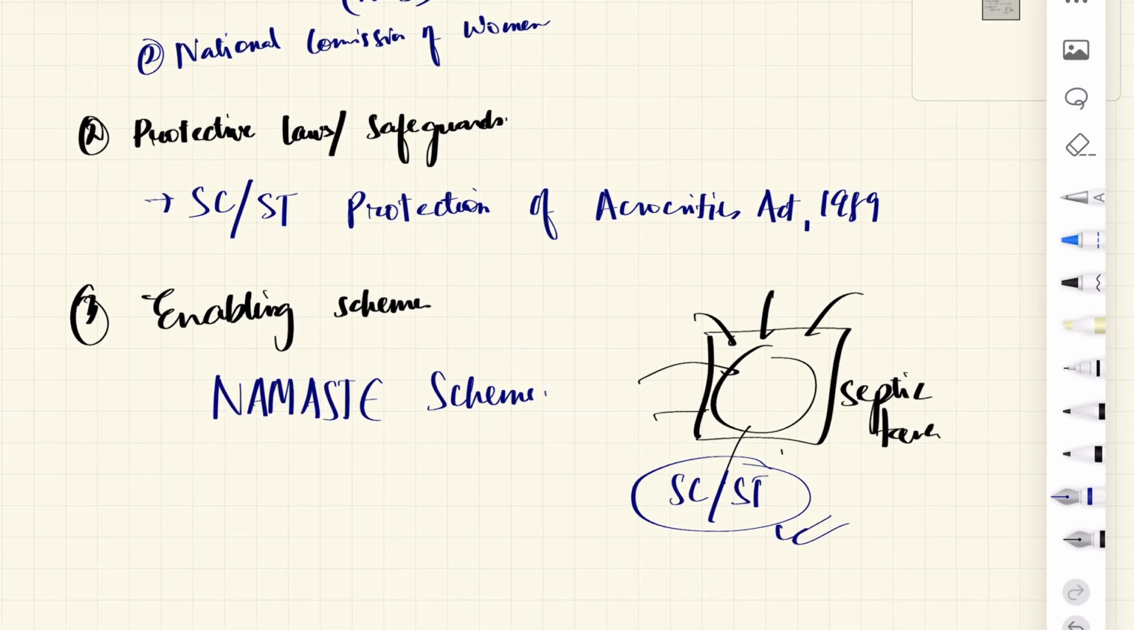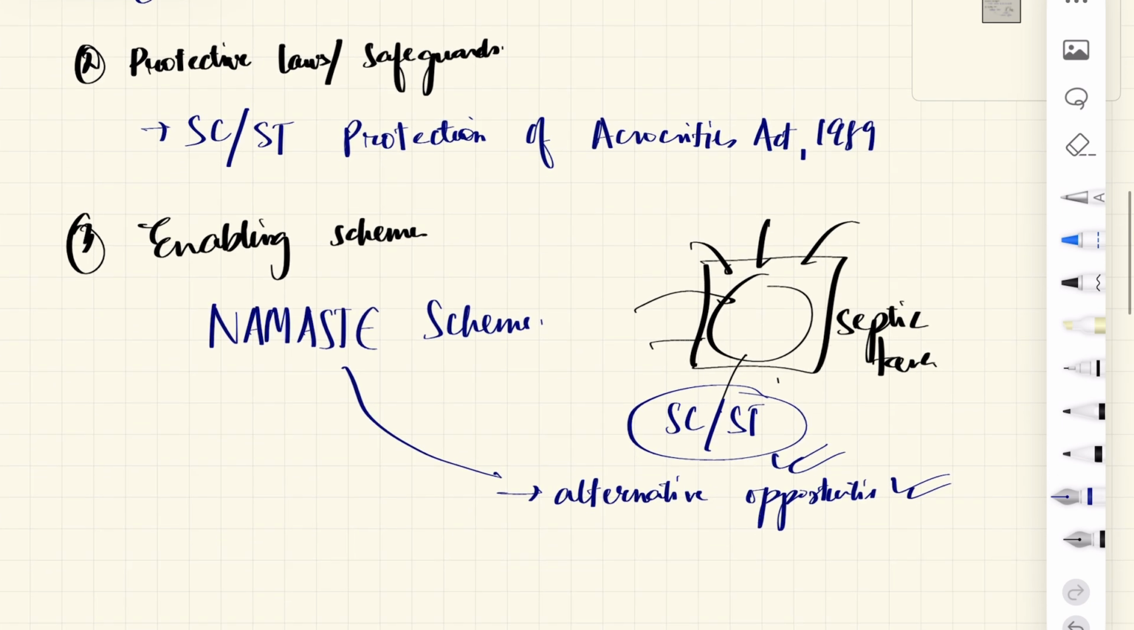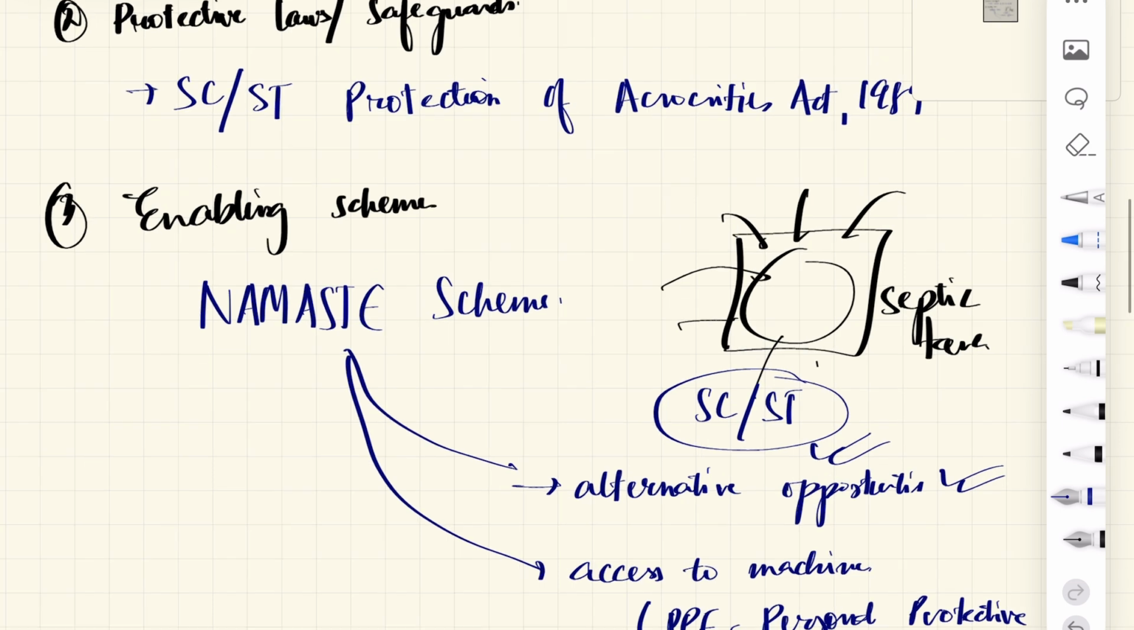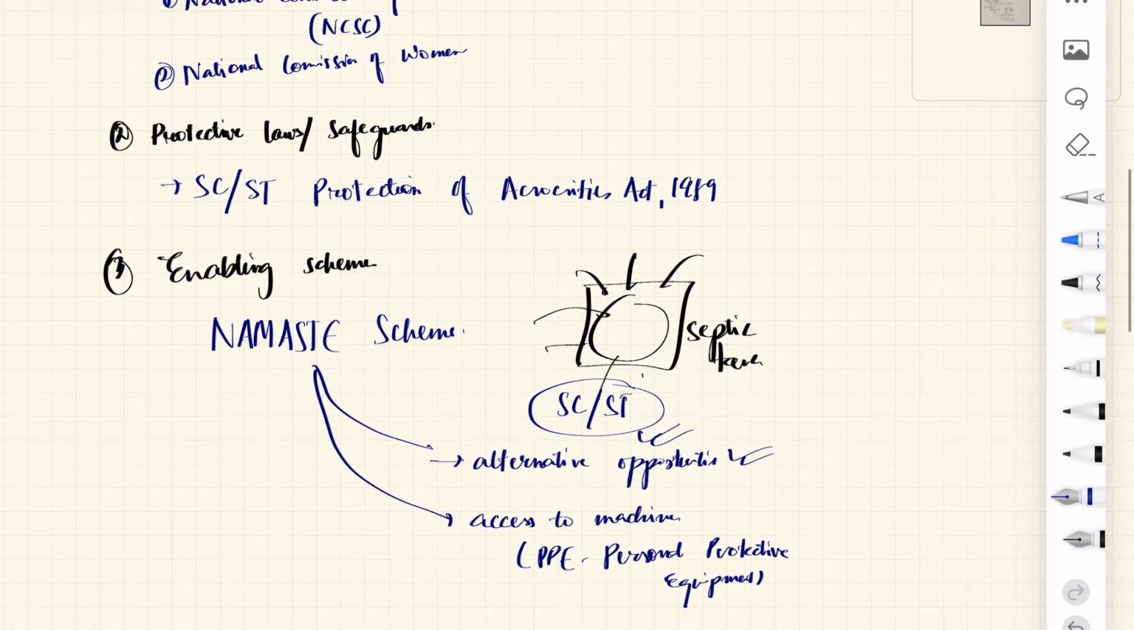That's why the Namaste scheme is formed, so that it can give alternative opportunities. Why are most scheduled caste and scheduled tribe people doing this? Because they don't have any options. So the Namaste scheme is trying to give alternative opportunities. And also, if they are going to continue, they need to be provided machines, right? They need access to some machines, or PPE. What do you mean by PPE? Personal protective equipment, so they can wear it for their safety and their health. So this kind of scheme was also launched.